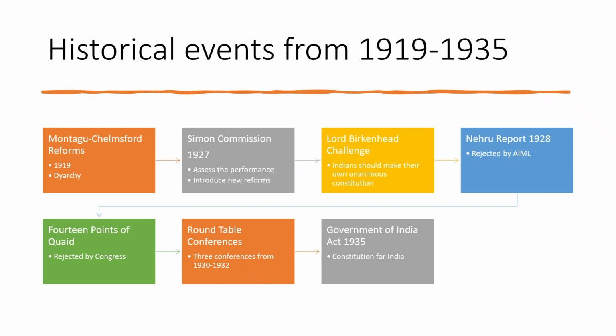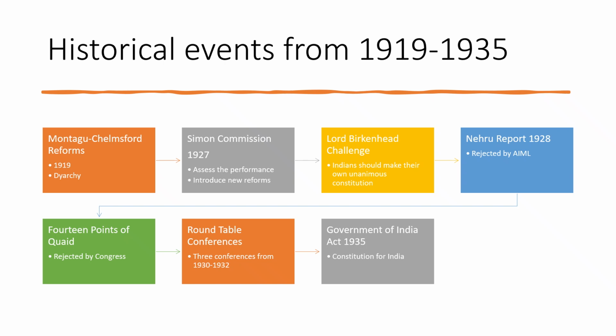Students, starting with the Montagu-Chelmsford reforms. In 1919, these reforms were introduced in India. Students, we have studied in the previous lectures that the British government was introducing reforms in India. First, it gave the Minto-Morley reforms of 1909, then there were the Montagu-Chelmsford reforms in 1919, and then it introduced the Government of India Act of 1935. These all were constitutional reforms in India.